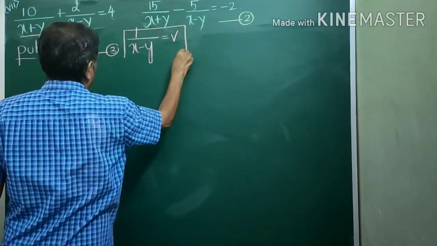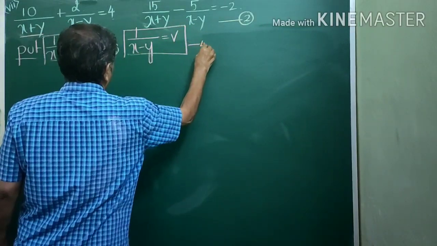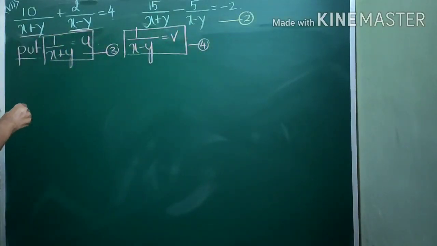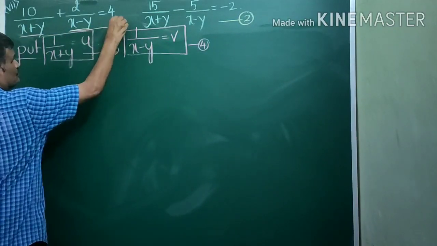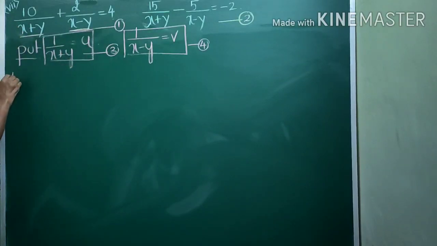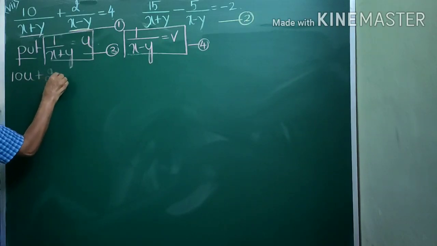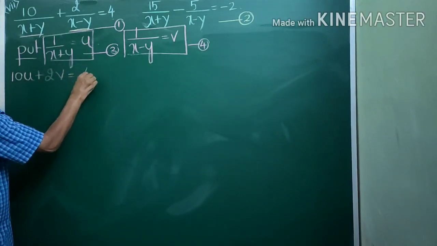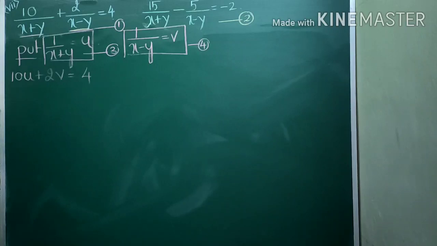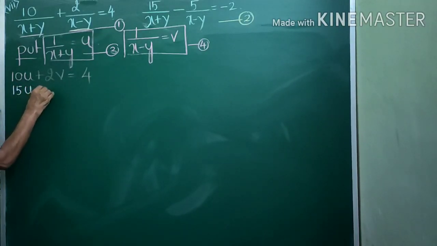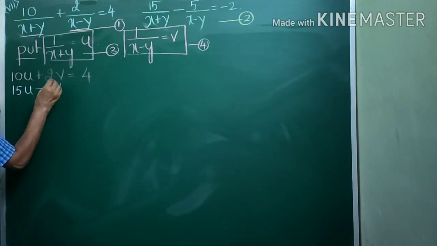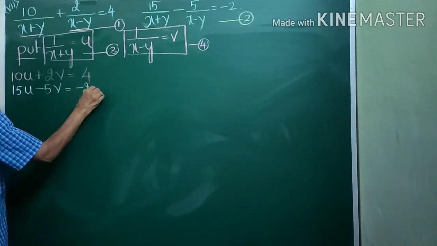So now this 3 and 4, I will put equation 3 and 4 in the first equation and the second equation. Let us see what happens. What I get here is 10u plus 2v is equal to 4. 10u plus 2v is equal to 4. And that equation, if I take it, then 15u minus 5v is equal to minus 2.